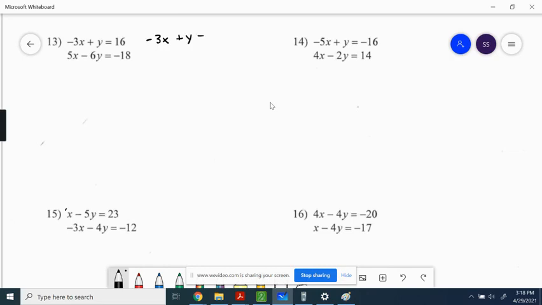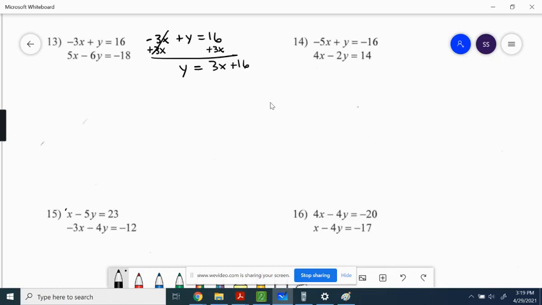-3x plus y is equal to 16. And I want to get the y by itself. I'm going to solve for y. So I want to get rid of the -3x. So I'm going to add 3x on both sides. All right, on the left side, it'll cancel out, and I'll just have y on the left side. 16 and 3x are not like terms, so I'm just going to write them separately.